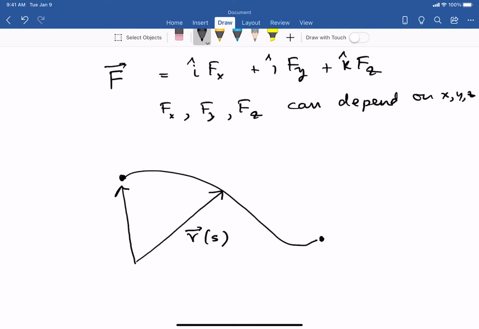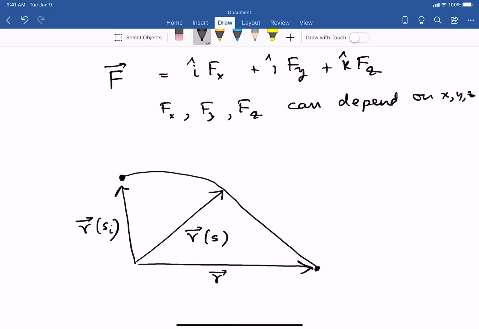So for example, the particle started out over here, and the vector which gives you the starting position of the particle, the s that corresponds to that is s sub i, and let's say the particle ends up over here. The vector that gives you the ending point of the particle is this one, and the s that corresponds to that is s sub f. So between s sub i and s sub f, all the other intermediate values of s give you the position vector of the particle at other points along the curve.